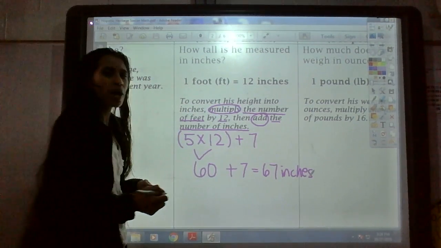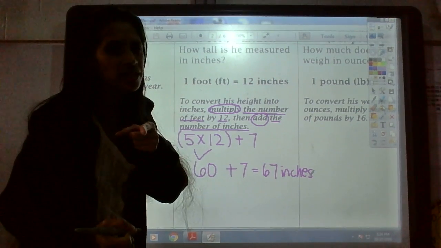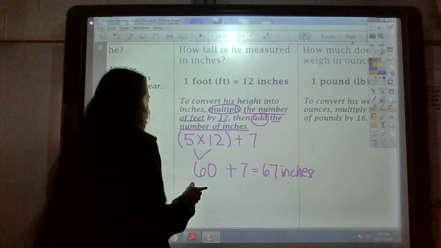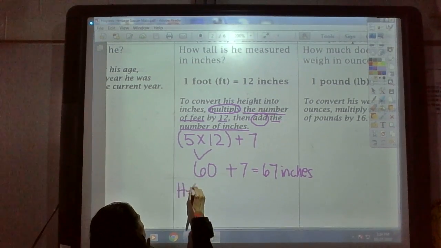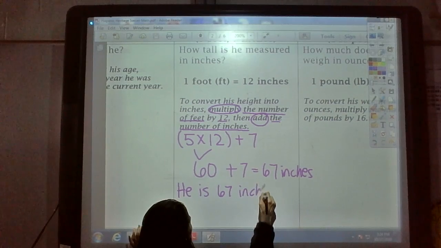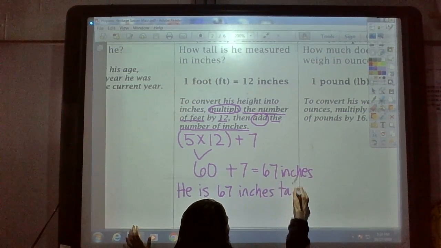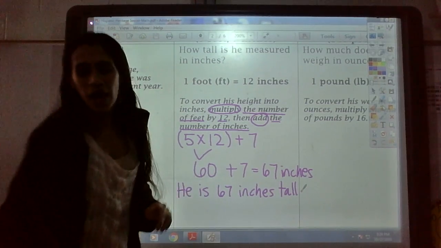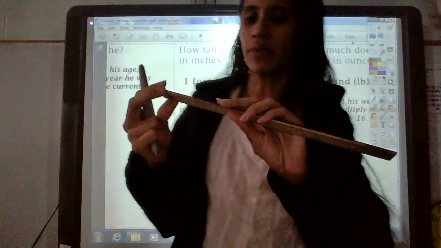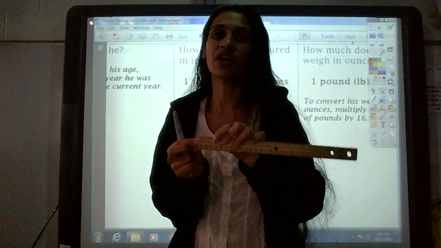So I am going to write a sentence because I'm awesome like that. So if you're awesome like that too, make sure you write a sentence. He is 67 inches. Inches what? Inches tall. He is 67 inches tall. That means if I have my ruler and I look at the inches, there's from 0 to 1. I need 67 of those lengths to show how tall he is.